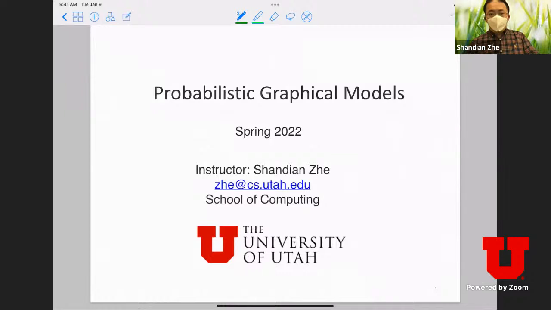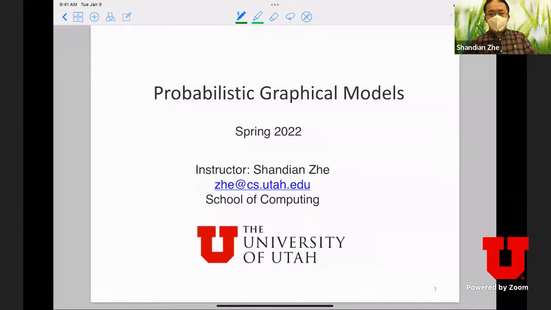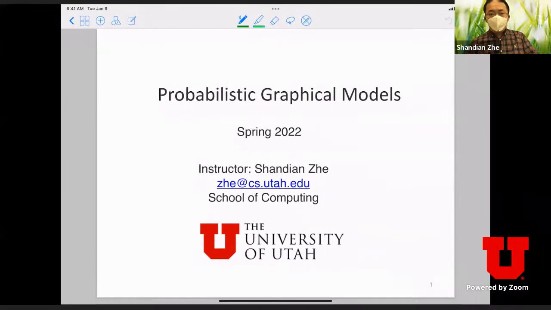Sorry, give me a few seconds to enlarge this panel. All right. Okay.